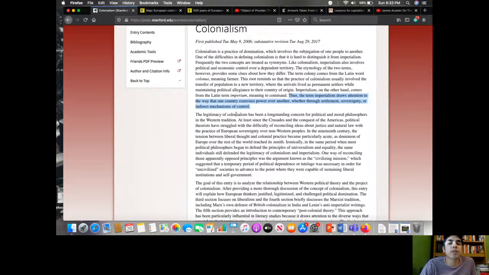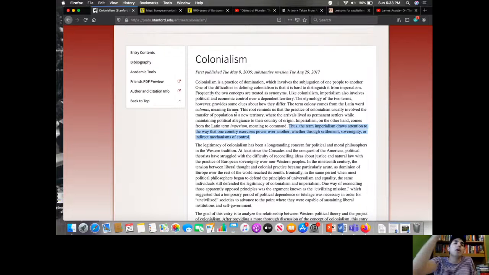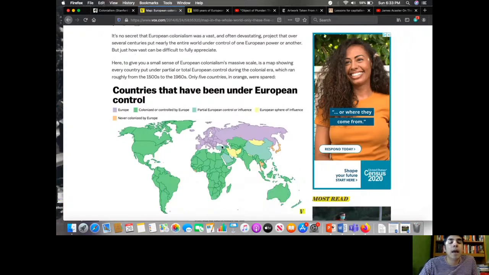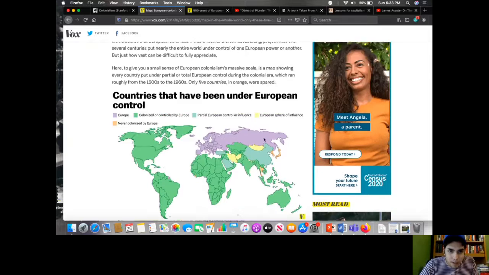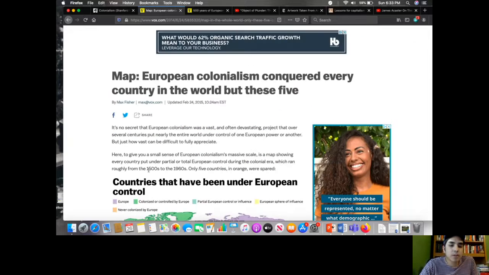I think it's one of those terms where we know what it means, but we just aren't good at explaining it, right? Because it's kind of amorphous and there are different ways that Europeans go about conquering the world, which we'll also discuss here. So the countries that have been under European control, this basically goes from the 1500s to 1960s, and it's going to be the subject of your DBQ.